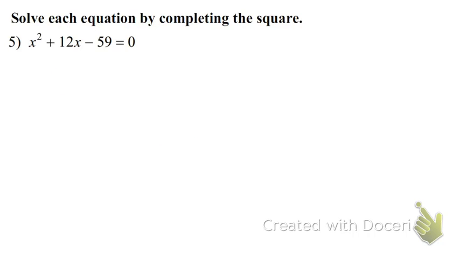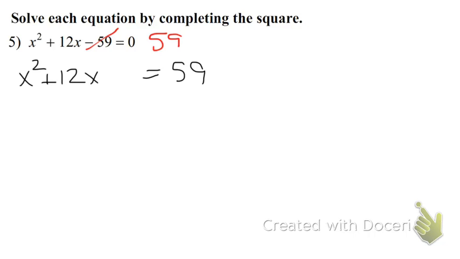Okay, now moving on to the more challenging ones. This one tells you to complete the square, but even if it didn't, you can't solve this one by factoring because you can't come up with two numbers that multiply to negative 59. So we're going to have to do this one by completing the square. So first, move the 59 over to the other side, which is going to make that a positive 59. Okay, so I have now x squared plus 12x, leave some space, is equal to 59. Complete the square. It's half of this number squared. Half of 12 is 6. 6 squared is 36. Add 36 to both sides.